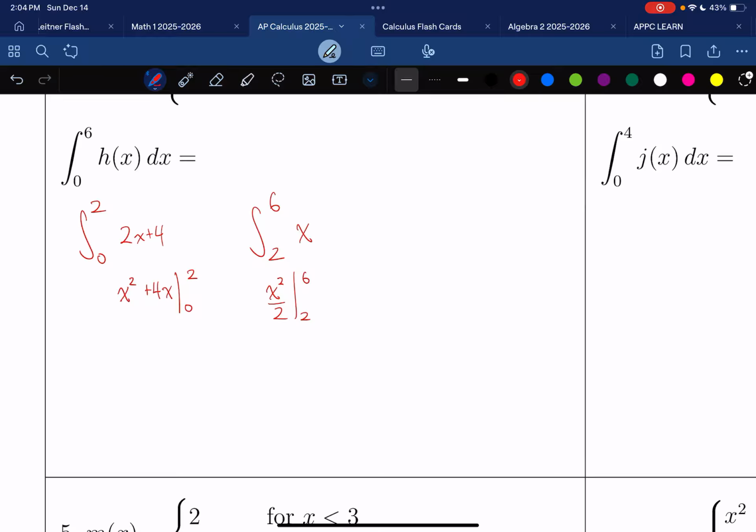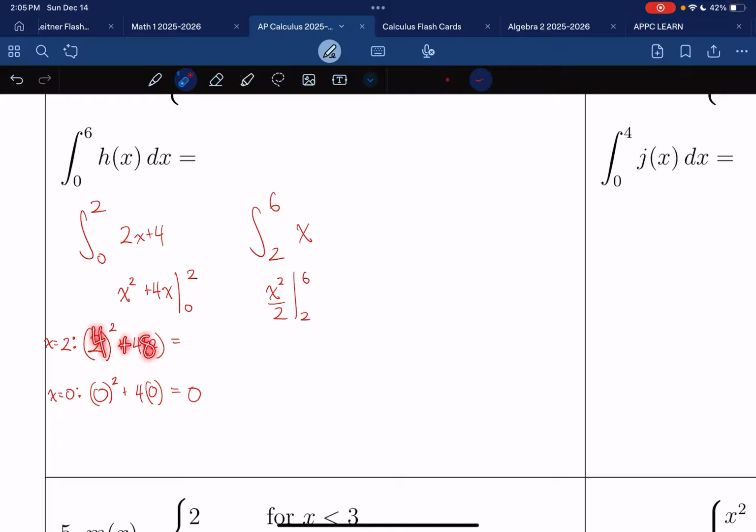All right, and let's go ahead and see what happens when I plug in 2. When I plug in 2, I'm going to get 2 squared plus 4 times 2. I think the best way to do this is I'm going to say x equals 2 is going to go right here. And I'm going to say when x is equal to 0, I'll go right here. And I'll say this is going to be 0 squared plus 4 times 0. This is going to be 0, of course. And then I'm going to have a 4 plus 8. 4 plus 8 is 12. And then I'm going to subtract those two. So this piece is 12.